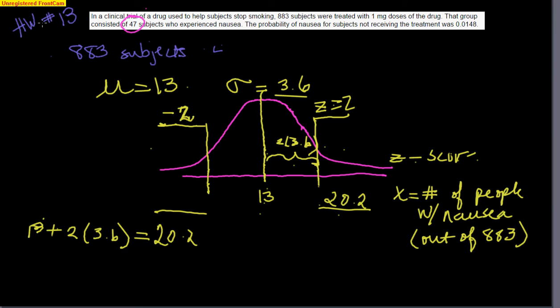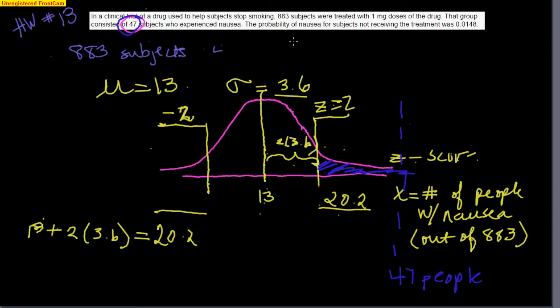Right, 20.2. So we know right here that for 47 people, let's go back up here to this one. I'll pick a different color now. Back up here, 47 subjects experienced nausea when they were taking the drug. Where is 47 people? It's way, way, way out here. That is so far above. That is extremely unusual.